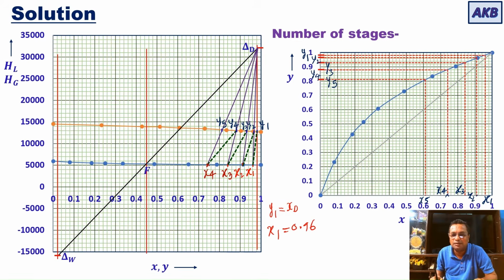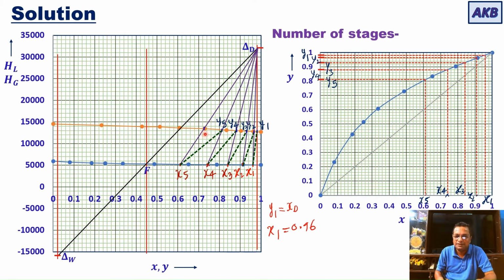Next I will go to the equilibrium curve and get the corresponding value of X5. X5 in this case comes out to be 0.61. Now I will have to locate X5 on the enthalpy concentration diagram on the lower curve. So X5 will be located at 0.61. This is X5. Then X5 will be connected to the difference point, and X5 and Y5 will be connected by a tie line.